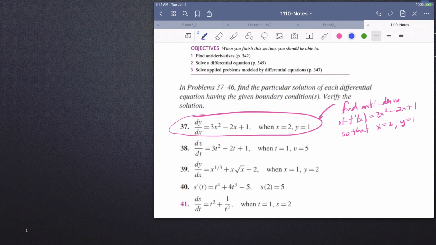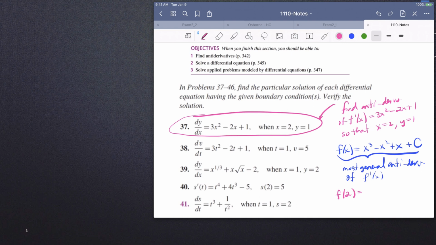Okay? So we know in this problem that f of x, being x cubed minus x squared plus x, is an antiderivative. But we also need to say that any constant added to that is also an antiderivative. Okay? So this problem here is what's called the most general antiderivative of f prime of x. And now if we want this function, when you plug in 2, you will get 8 minus 4 plus 2 plus a constant, which is equal to 6 plus c. We want that to equal our y value of 1, which means that c has to be equal to -5.